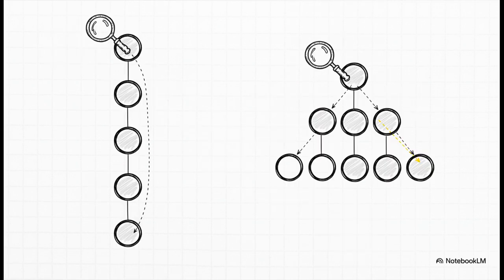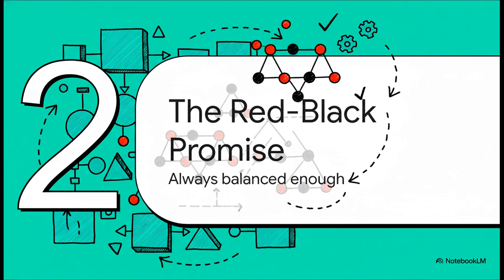The whole point of a tree is to divide and conquer, to be fast. But here, you have to check every single node one by one. Your search time totally degrades to O(n). That means the search time grows in a straight line with the number of items. Double the data, you've just doubled your wait time. It's painfully slow. So how do we stop this lazy, chain-like structure from ever forming?